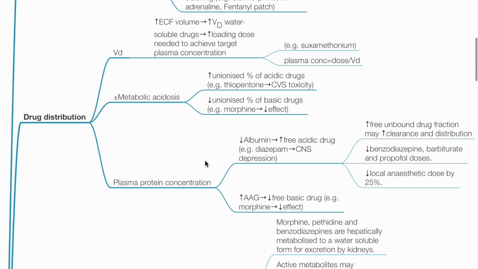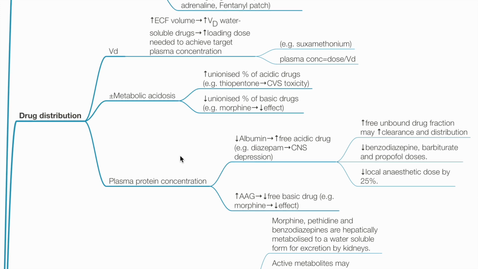Drug distribution. Increased ECF volume leads to increased volume of distribution of water-soluble drugs. This leads to increased loading dose needed to achieve target plasma concentration. Metabolic acidosis causes increased unionized percentage of acidic drugs such as thiopental, leading to increased toxicity. Acidosis reduces unionized percentage of basic drugs such as morphine, reducing its effects.